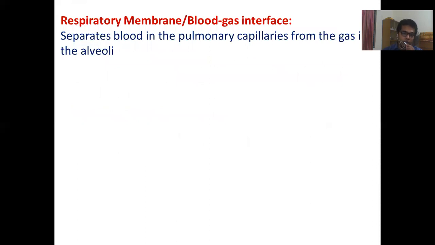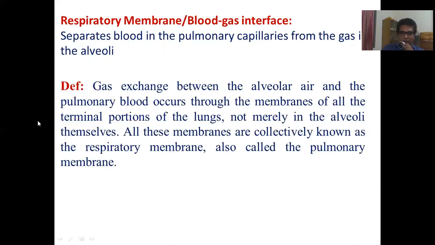Now I'm going to tell you something about the respiratory membrane, or simply the blood-gas interface. This interface basically separates the blood in the pulmonary capillaries from the gas in the alveoli. So here is the definition. You can write it down, but I have already told you the basic thing: this is the membrane that separates the blood in the pulmonary capillary from the gas in the alveoli.